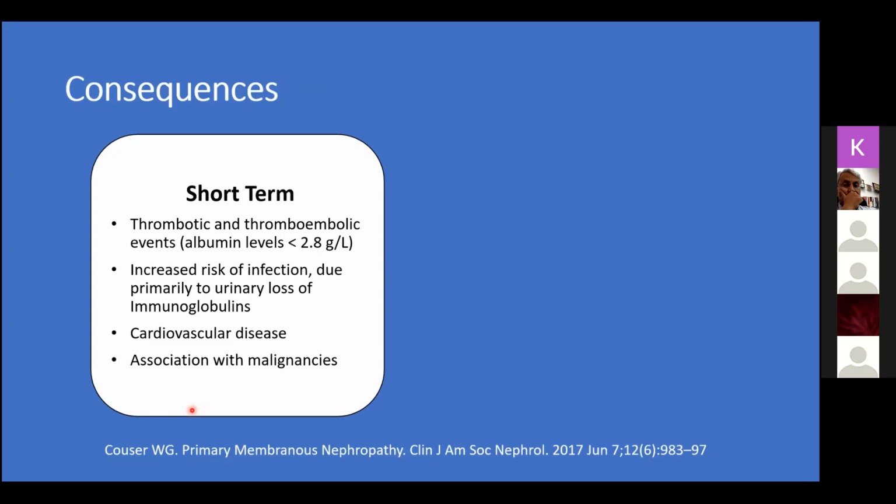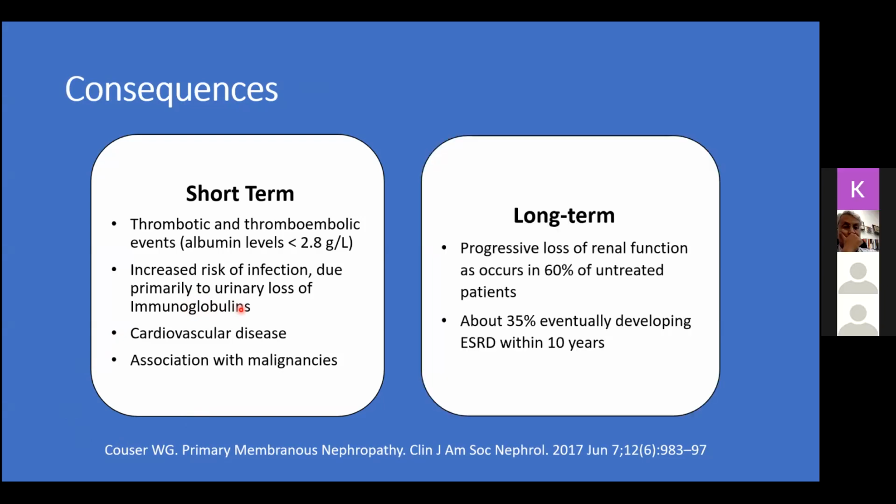As a short-term complication, as already told, thrombotic and thromboembolic events may occur if the serum albumin level falls below 2.8 gram per liter. Also, the patients are more prone to infection, primarily due to urinary loss of immunoglobulins, and to vascular disease, and this can also be associated with certain malignancy. And long-term, progressive loss of renal function occurs in 60% of untreated patients.